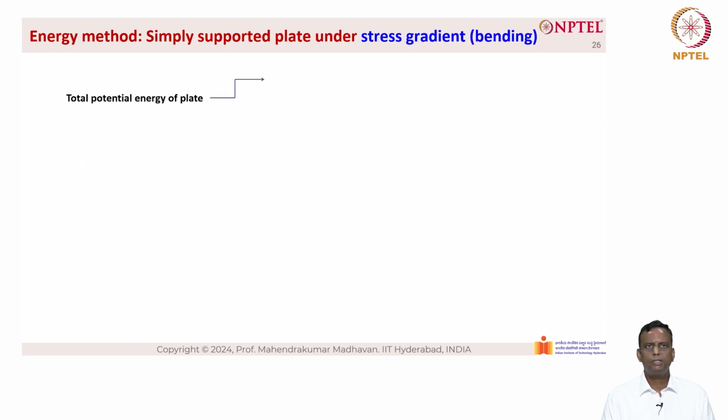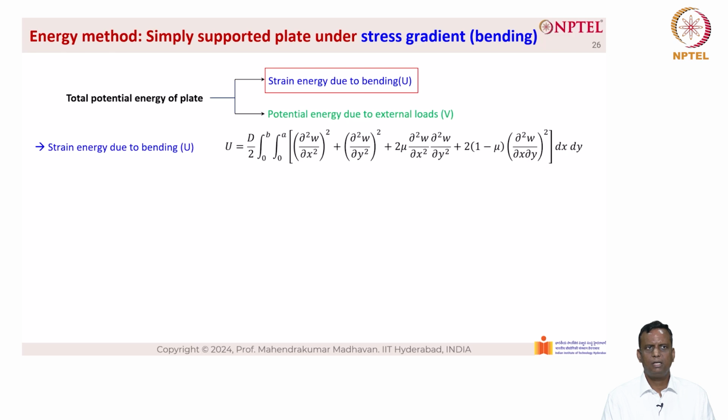So, the total potential energy of the plate is given as the strain energy due to bending and the potential energy due to external loads V. So, let us look at the strain energy due to bending. We have U equal to D/2 into the integral from 0 to b, 0 to a, of (∂²W/∂x²)² plus (∂²W/∂y²)² plus 2μ into ∂²W/∂x² into ∂²W/∂y² plus 2 into (1 minus μ) into (∂²W/∂x∂y)², into dx into dy.